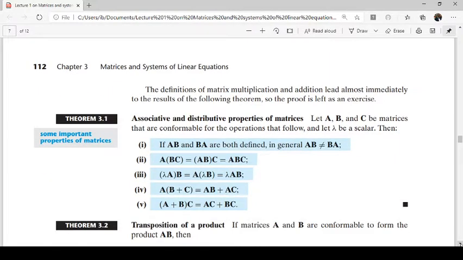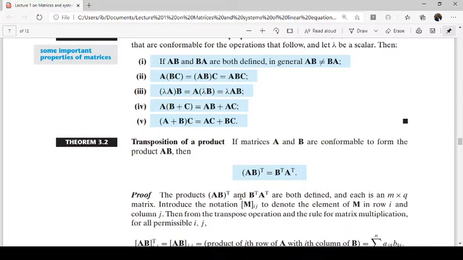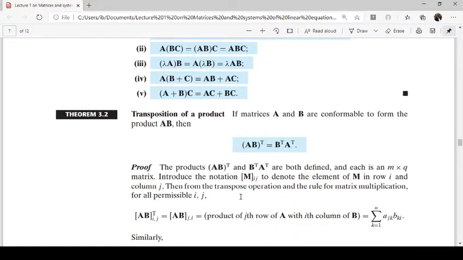Now let's look at some basic laws. I will not bother to prove them for you, but just know that the associative and distributive properties of matrices are true. This is associative, and this is also associative. This is distributive, and this is also distributive. These are some basic laws. You can prove some of them yourself.